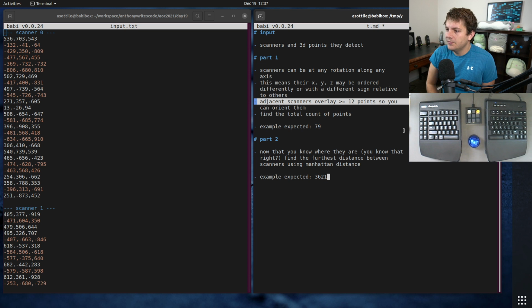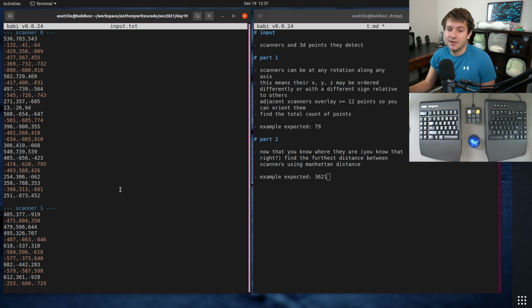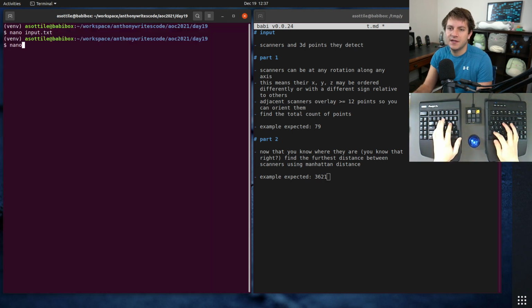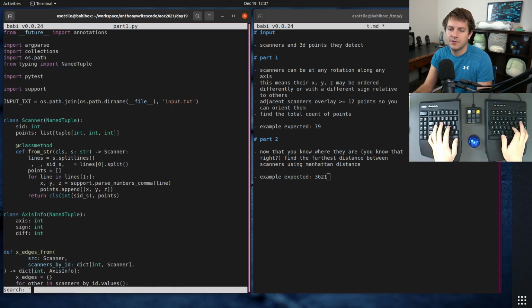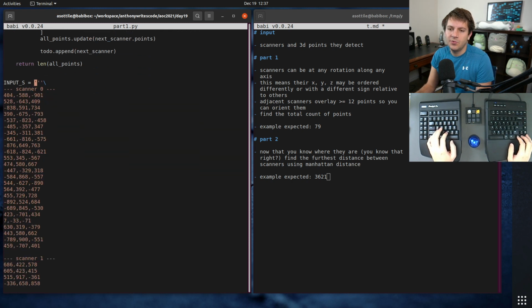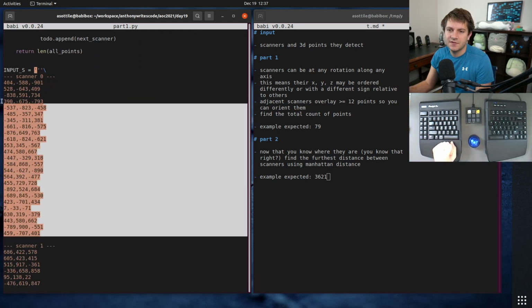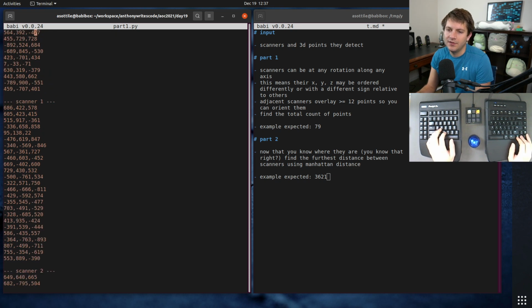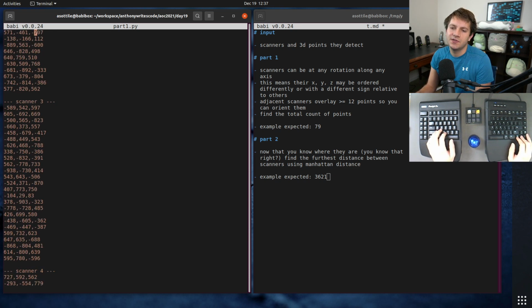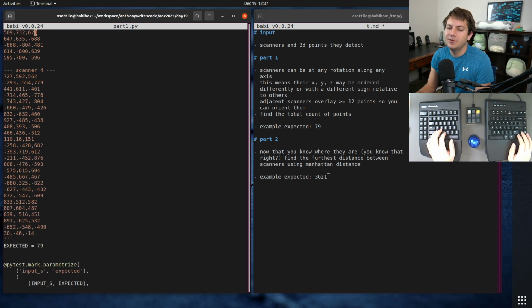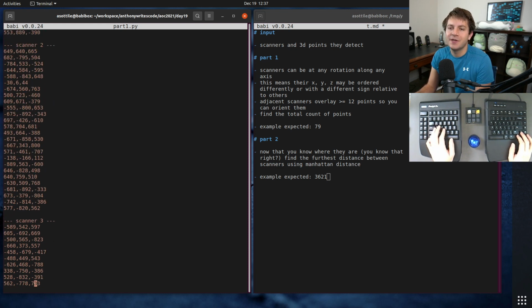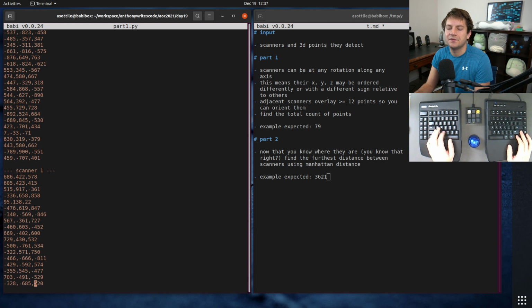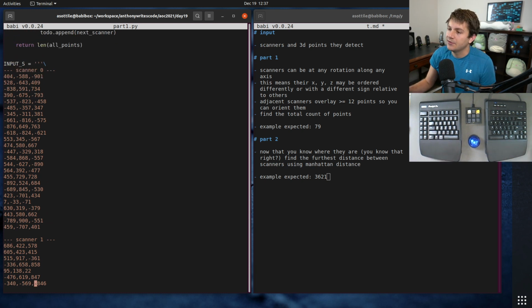Adjacent scanners will overlap by at least 12 points. So some of the scanners are adjacent to some of the other scanners. In the sample we got, I believe it was 0, 1, 1, 4, 4, 2, and 1, 3 were all adjacent to each other. The problem input actually has a lot of really useful information for debugging your solution, so I would definitely check out the prose that Eric wrote up there.